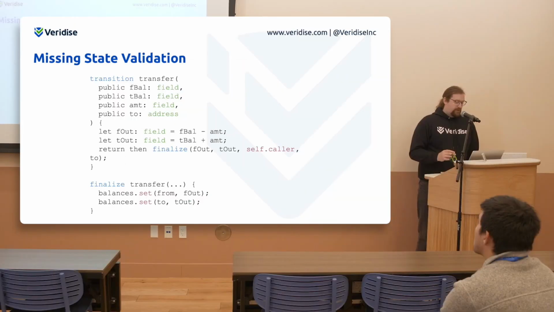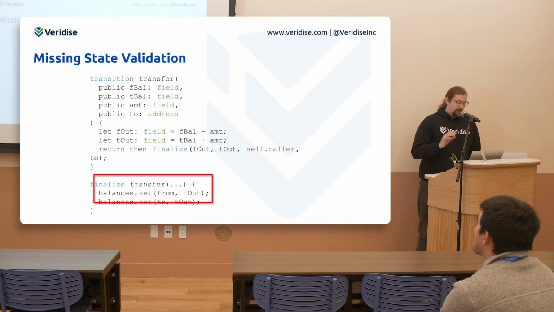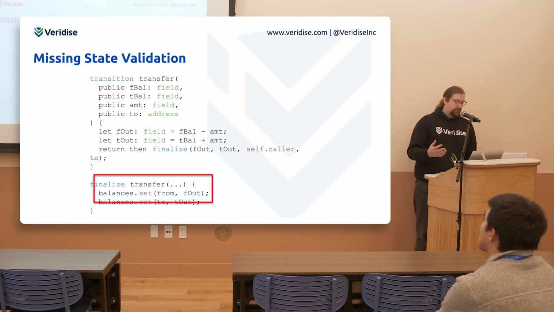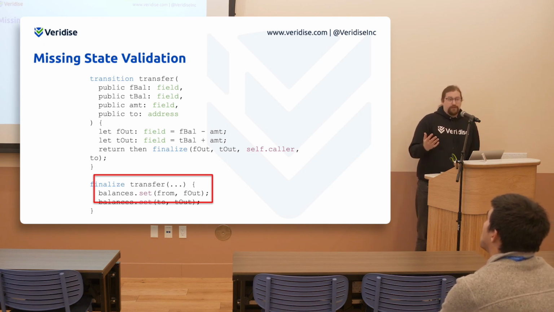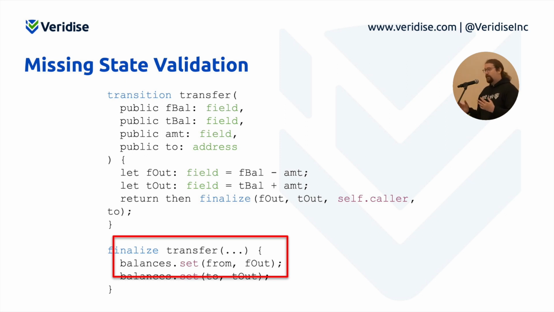However, the important thing here is that because they aren't actually validating the balances that were passed into the transition function, someone can actually lie about the balance that they have on chain, and therefore essentially gain arbitrary funds. And so one thing that's very important to do in systems like this is ensure that any state that you're trying to access in the transition function has appropriate validation in your finalize function.